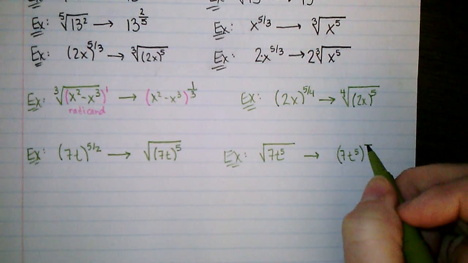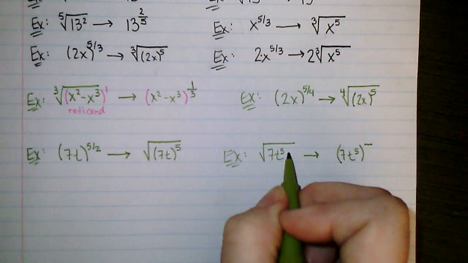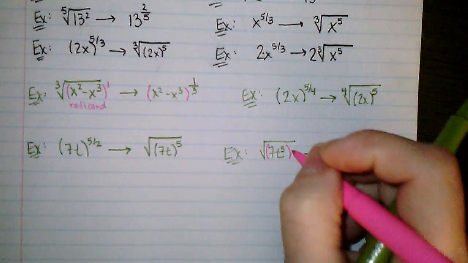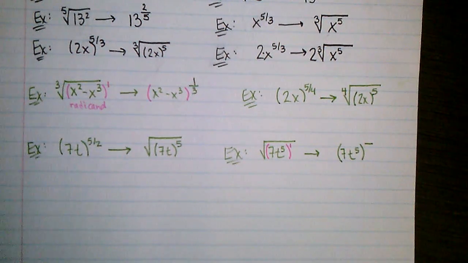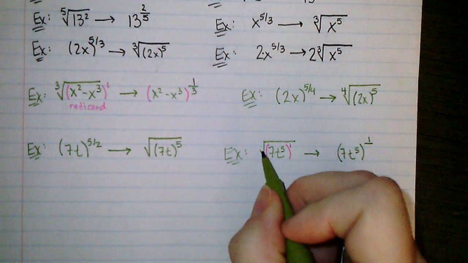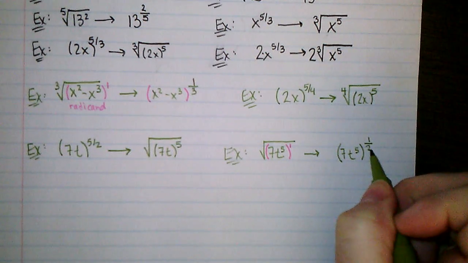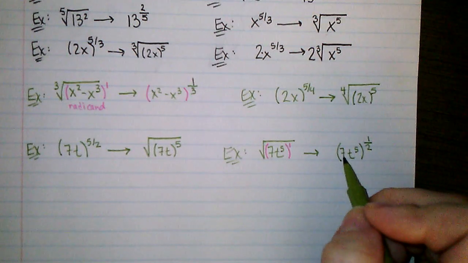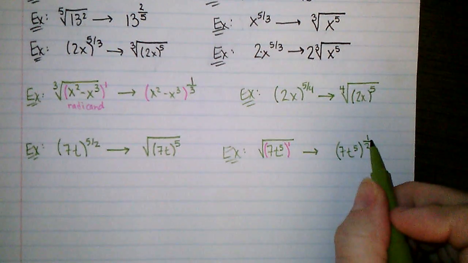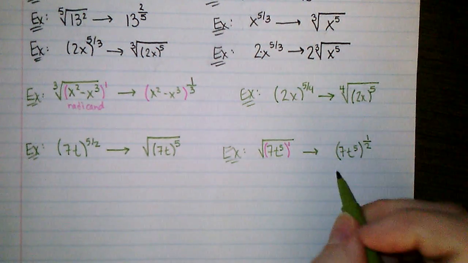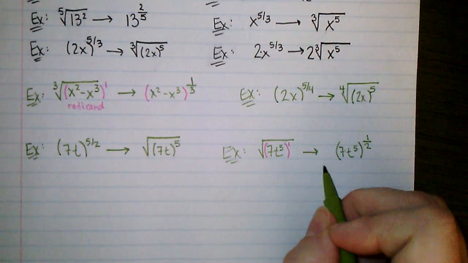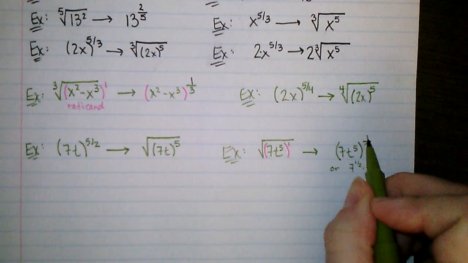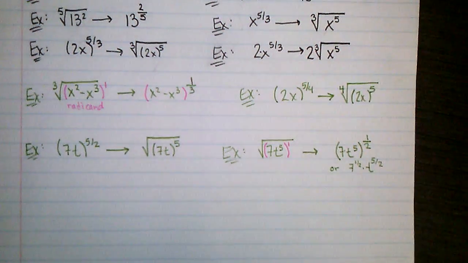What will the numerator of this exponent be? Well, what power is 7t to the 5th raised to inside there? It's to the first power. So this will be 7t to the 5th to the 1, and then the index here becomes the denominator, so the 1/2 power. Now, if you wanted to get fancy, remember when you raise a product to a power, you give that power to both of the factors, both of the bases. So you could write this 7 to the 1/2 times t to the, multiply those powers, 5/2.